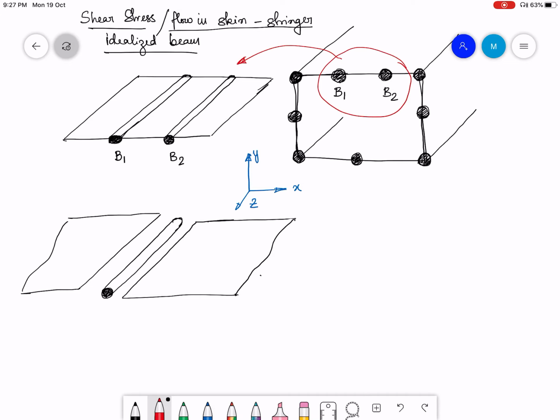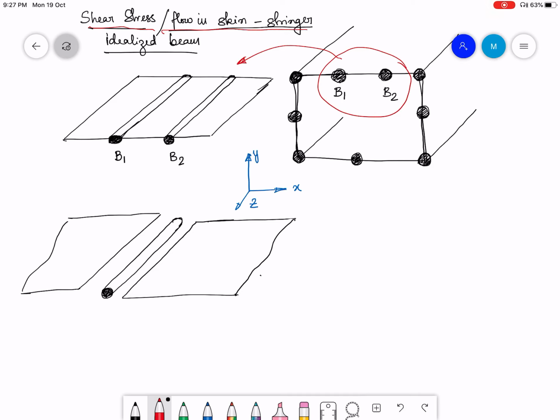We are done with finding out the area of boom, or to say the skin stringer model from an actual beam cross section, and we have also seen how to do bending analysis of a skin stringer model. That is, how to find out the direct stresses at the booms due to an applied bending moment. Now the next thing that we need to understand and analyze is how to find out the shear stress or shear flow in a skin stringer idealized beam.